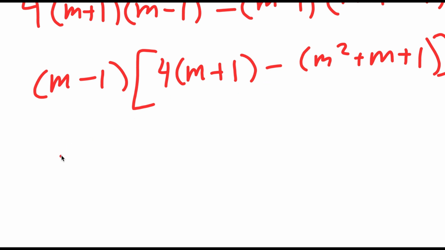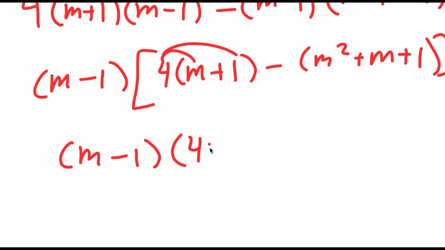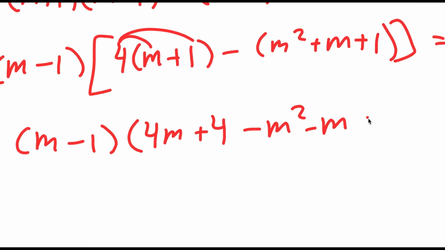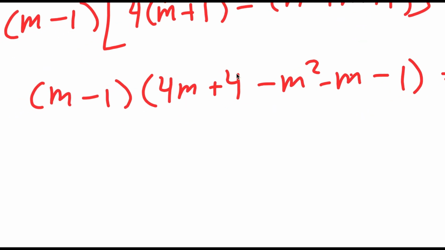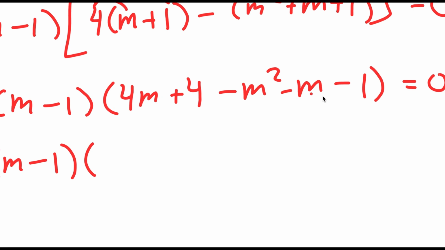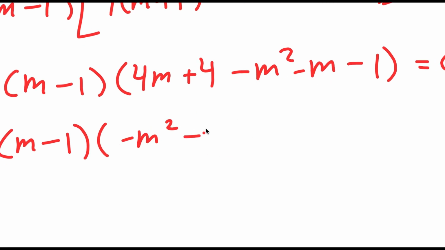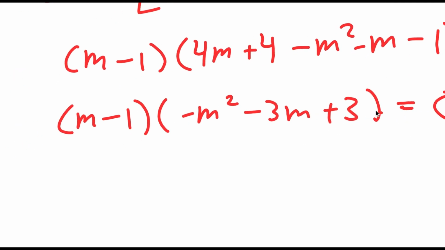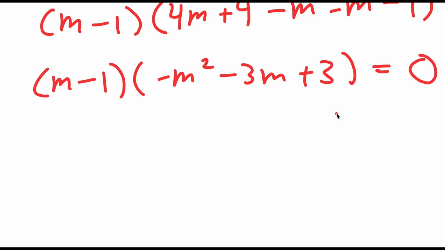And now I'm going to simplify this a little. So I get m minus 1 times, for 4 times m plus 1, I'm going to distribute the 4, so I get 4 times m, which is 4m, plus 4 times 1, which is 4. Now I have this minus m squared minus m minus 1, and all this is equal to 0. So now this turns into m minus 1 times 4m minus m is 3m, so I have negative m squared minus 3m. Positive 4 minus 1 is positive 3. So this is equal to 0. So now, this is a lot more simplified.